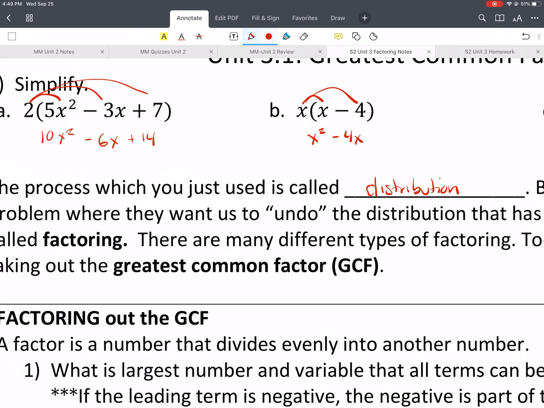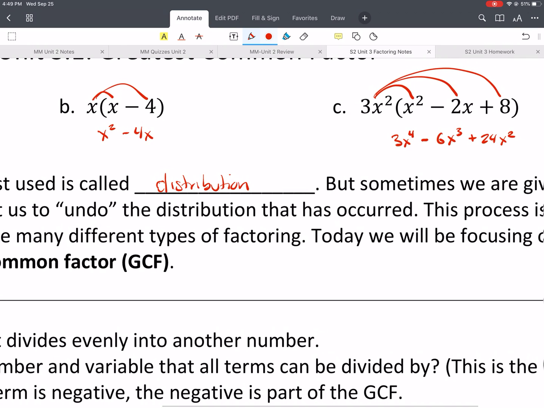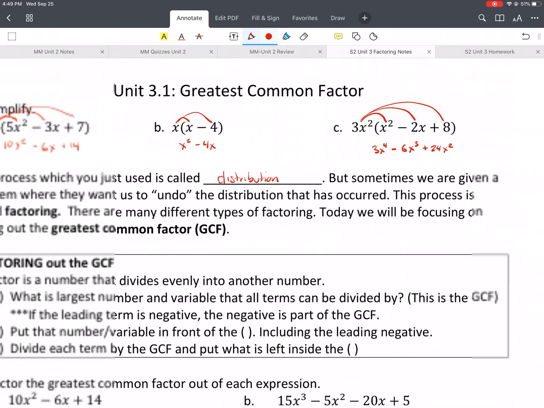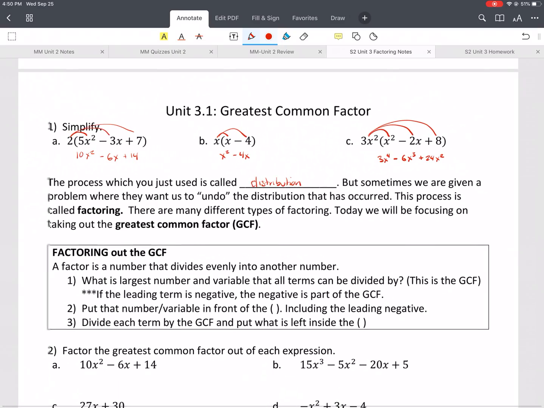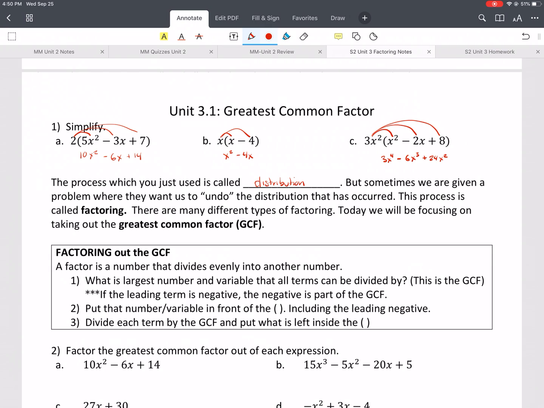Okay, so we distributed a number or a variable, or both. Okay, but sometimes we're given a problem where we want to undo that distribution. Okay, so that process is called factoring. Very similar to like when we have 12 and we want to do a factor tree. So a factor is something that you can, basically what can we divide from 12? That would be a factor.